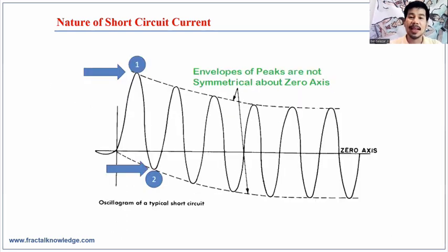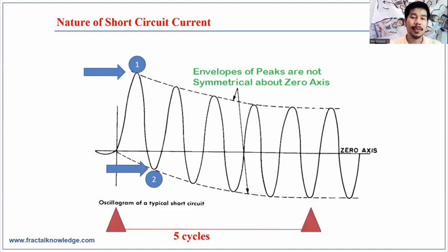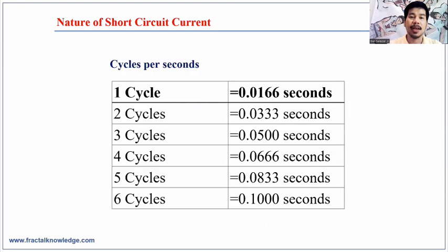Now, let us take a look at the oscillation of a typical short circuit. The image on your screen shows that the envelopes of peaks are not symmetrical above the zero axis, point 1 and point 2. Remember that short circuit current is always asymmetrical during the first 5 cycles after the short circuit occurs. That's 5/60 or 0.083 seconds. The values on your screen are very significant when we study relay settings and protection coordination, and you have to be aware that the short circuit happened at that cycle of time.